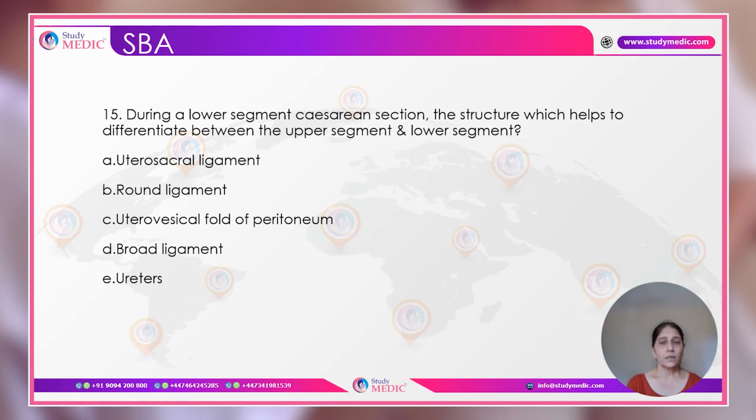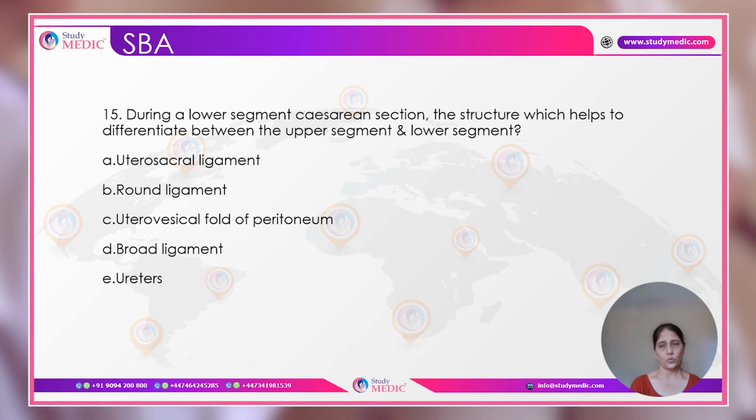Another question, which is something that we are doing every day. Whenever you are doing a lower segment Caesarean section, there is a structure that helps you identify the upper segment from the lower segment. The options given here are uterosacral ligament, round ligament, uterovesical fold of peritoneum, broad ligament, or the ureters. Ureters, yes, we know they are very deep structures. Unless you open up the posterior peritoneum, you cannot have access to the ureters. So naturally, the ureters play no role in differentiating between the upper segment and the lower segment.